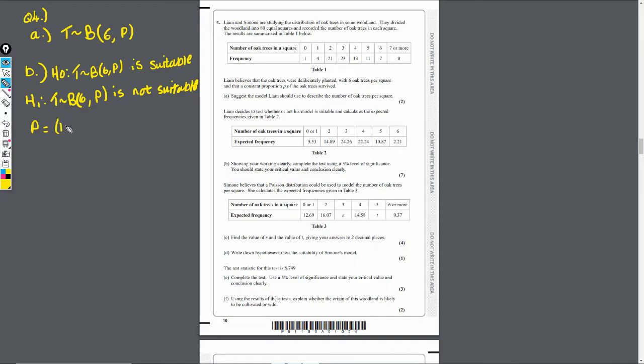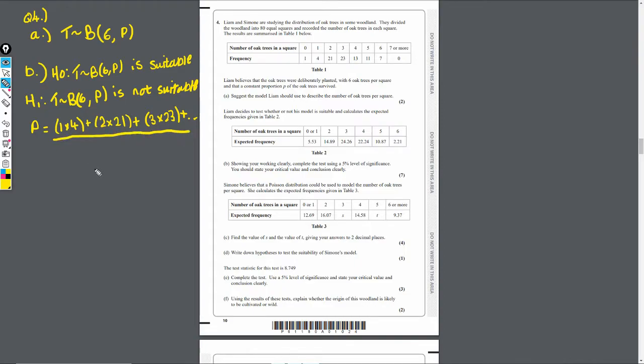So it'd be 1 times 4, plus 2 times 21, plus 3 times 23, plus so on and so on. So that will be my numerator.